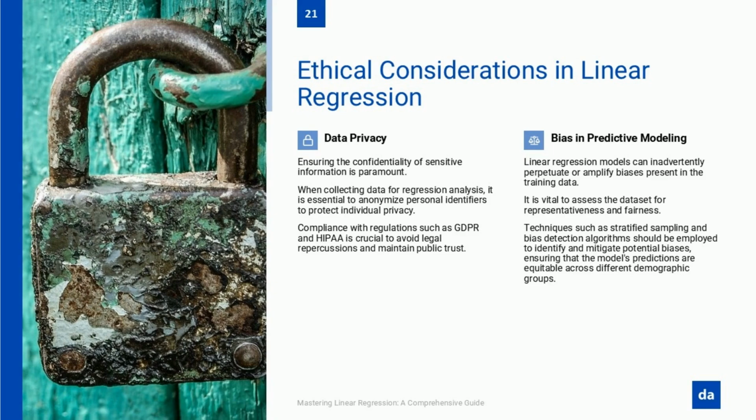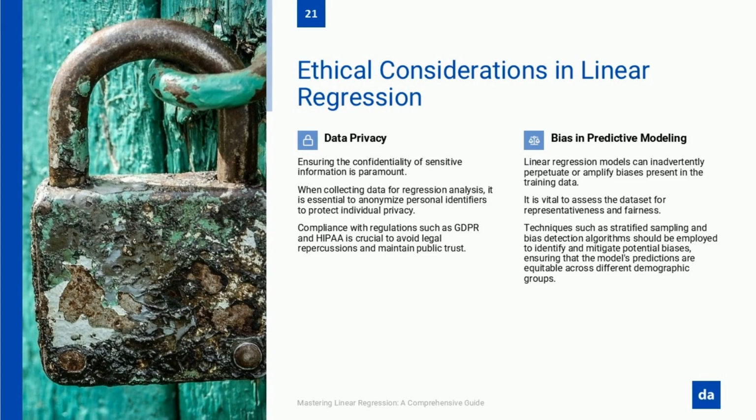One way to reduce privacy concerns is data anonymization, where personally identifiable information is removed before training the model. Another approach is differential privacy, which adds random noise to the data to prevent individual data points from being traced back to real people while still preserving overall trends.